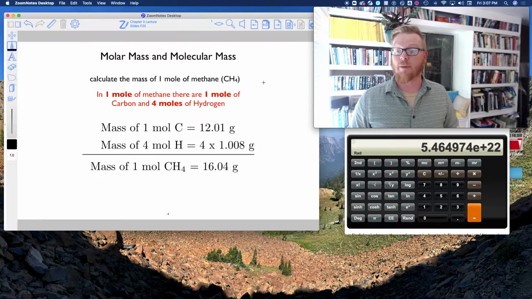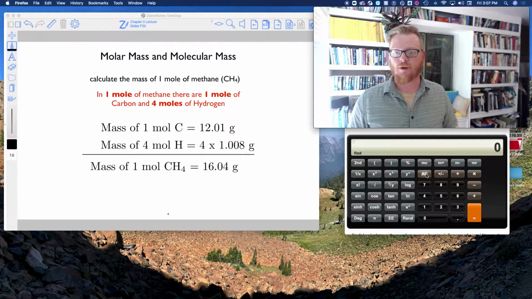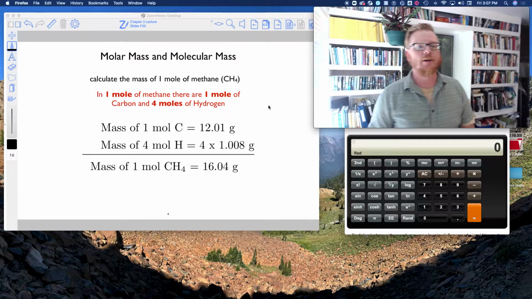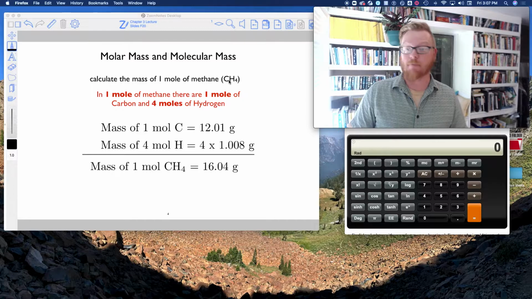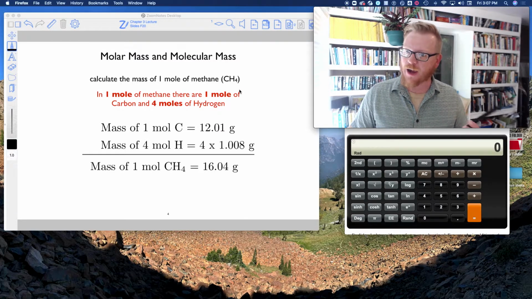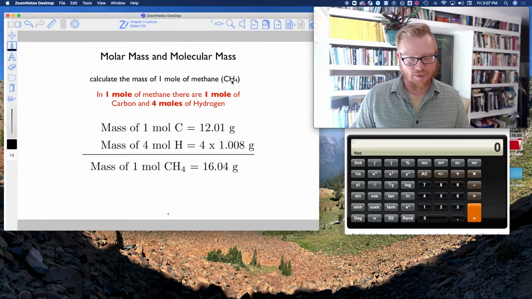Okay, let's talk about molar mass. All right, folks, okay? So I'm going to calculate the mass of 1 mole of methane. So this is a molecule. What kind of molecule is it? Ionic or covalent? This one's tough. Okay, hopefully you said covalent.